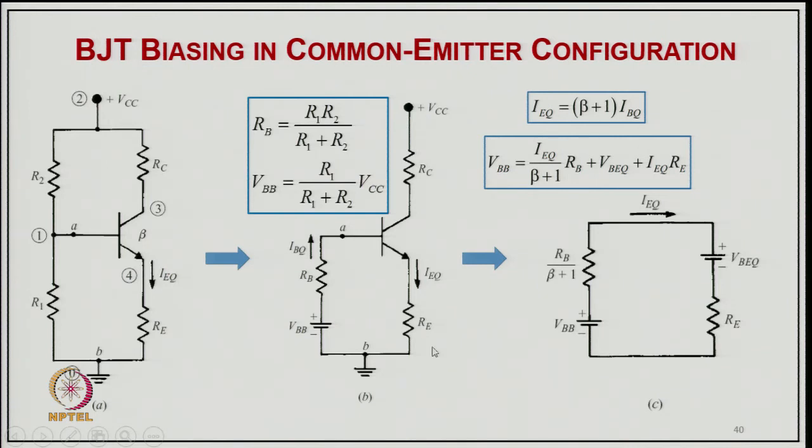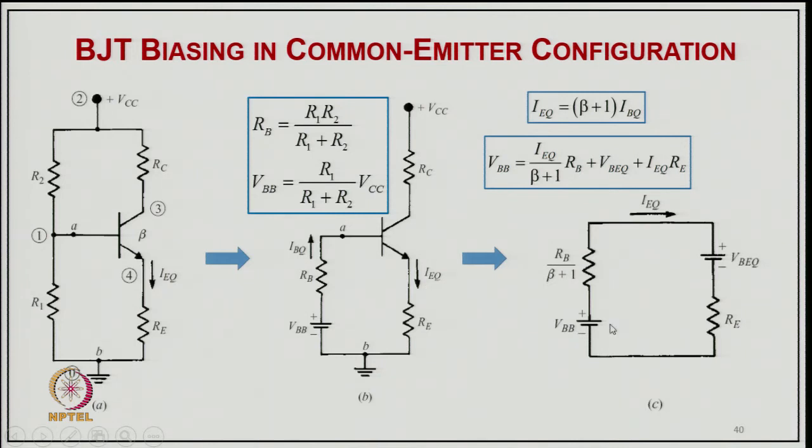So, this is typically with this kind of biasing. Now you can say typically here IEQ, the current flowing in here, will be (beta plus 1) times IBQ, and VBB will be IEQ divided by (beta plus 1) into RB, plus VBEQ, plus IEQ into RE. If you take the total circuit, that will be the circuit shown here.